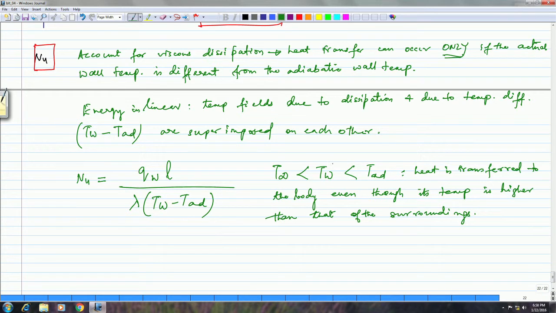This is the wall temperature, which is greater than that of the surroundings. However, the adiabatic wall temperature is larger than the actual wall temperature. And we said, if you account for viscous dissipation, heat transfer can occur only if the actual wall temperature is different from the adiabatic wall temperature, which means that in this particular case it is so. So due to the viscous dissipation, there is a difference between the actual wall temperature and the adiabatic wall temperature, and hence heat is transferred to the body. The only catch is that heat is transferred to the body although the body's temperature is higher than that of the surroundings.